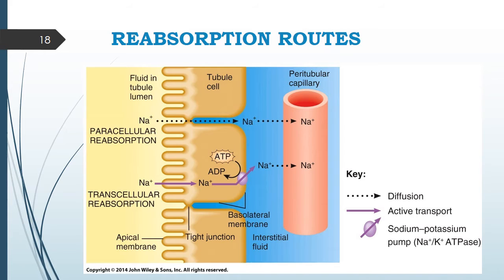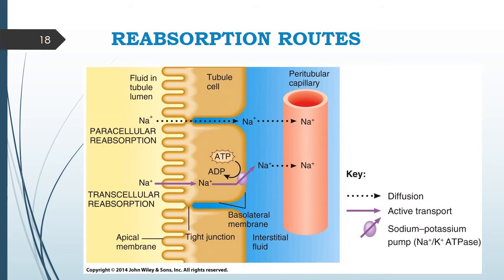Now the reabsorption routes. The reabsorbed substances enter the blood through the transcellular or paracellular route. In the picture we can see both routes. In the transcellular route, substances pass through the luminal membrane and then diffuse across the cytosol, then pass the basolateral membrane of the tubule cells, and finally enter the endothelium of the peritubular capillaries. We can see it in the picture.